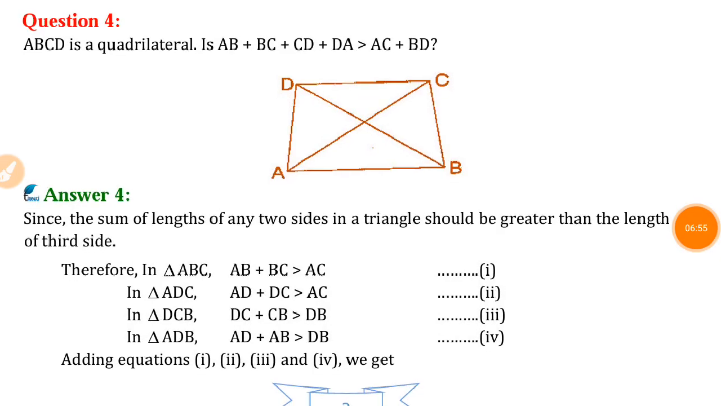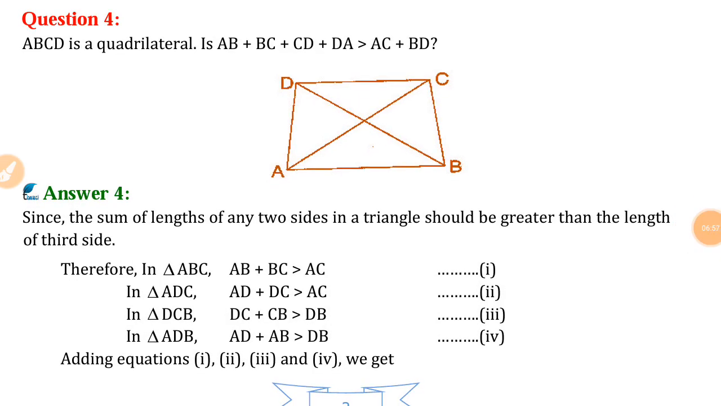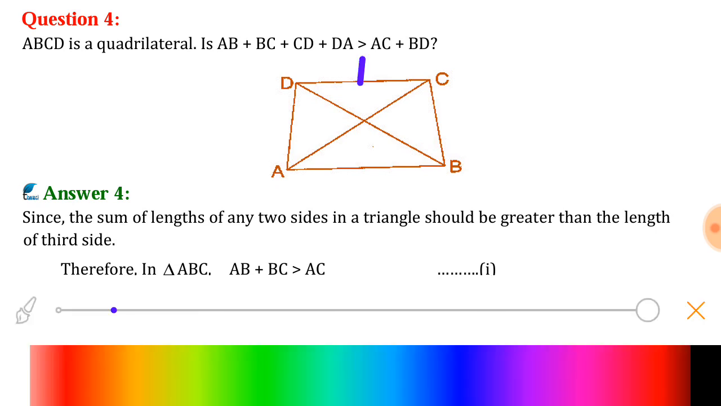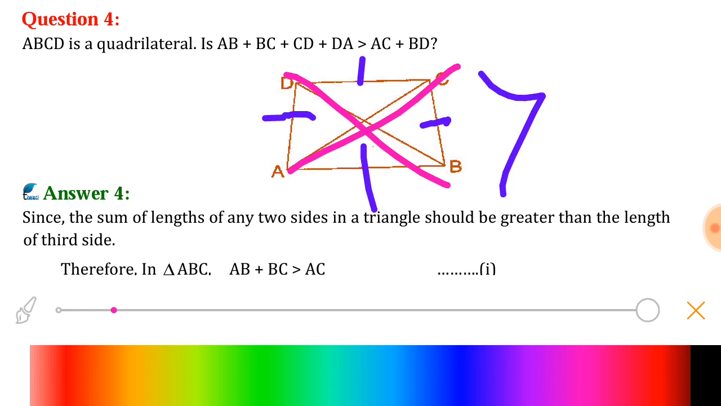Then question number 4. ABCD is a quadrilateral. Is AB plus BC plus CD plus DA greater than AC plus BD or not? We have to check.